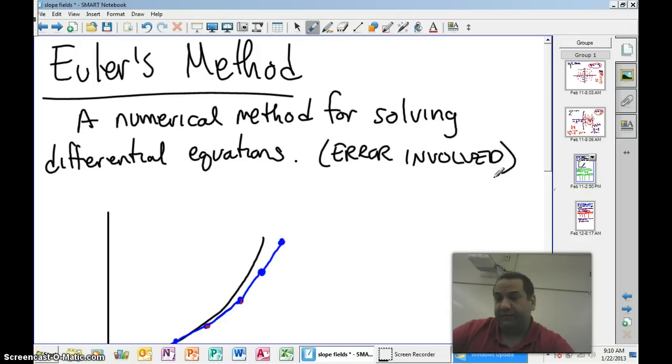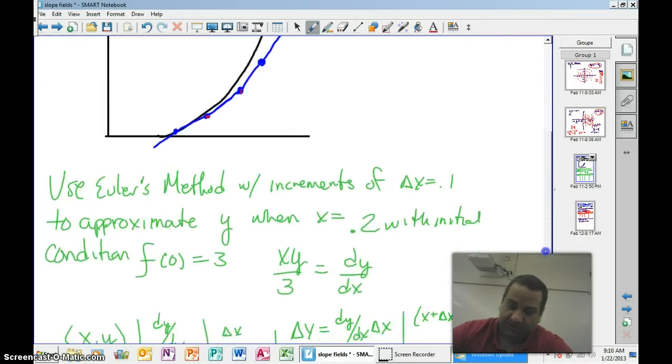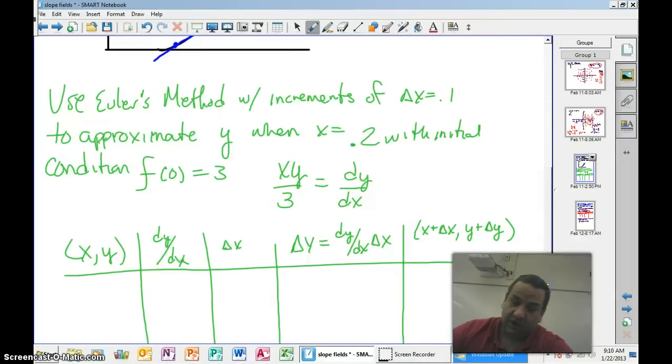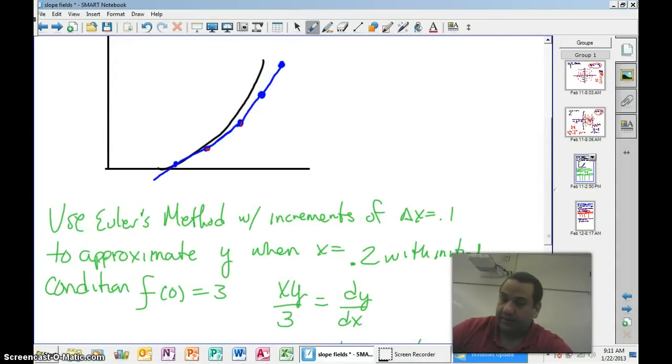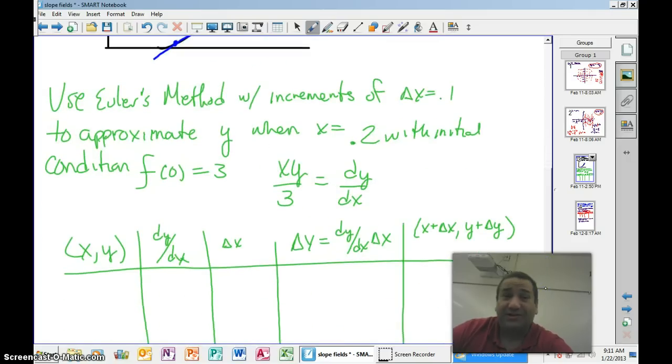There's error involved because, remember, to get up to this calculus thing, the guy with the sandals and the robes, they had to come up with different methods. So Euler's method says something like this. It says, use Euler, and you notice there's a little error here going on. All right, but they use it, it's very much like Newton's.